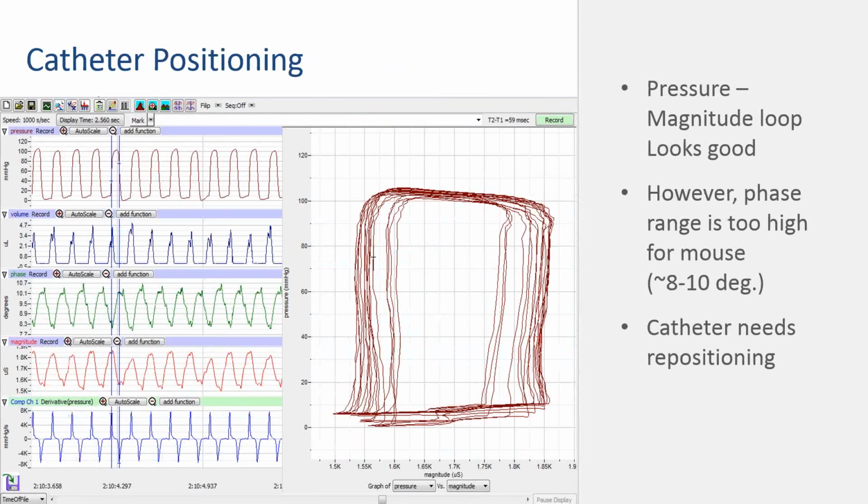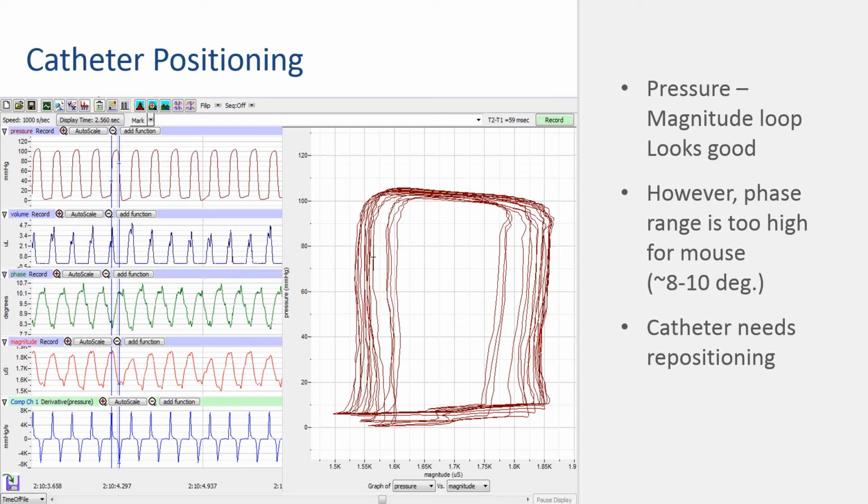On the next 3 slides, I will demonstrate what seems to be a reasonable pressure raw conductance loop. Here we have pressure versus raw magnitude. We see that the loop looks good, but could be inaccurate. Here we can show you how the admittance system identifies the need to adjust the catheter positioning in real time during the data collection. This is real time during data collection.